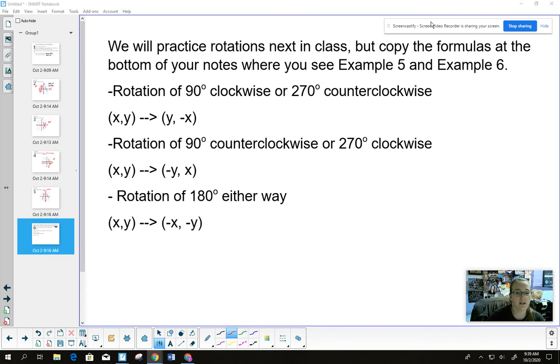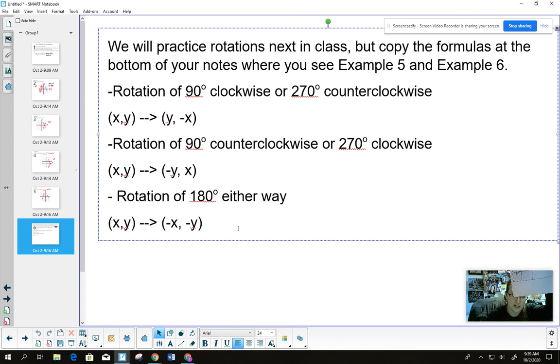Okay, so for this last piece, I'm just going to give you a chance. I'll pause the video. You want to copy these down. We're going to do the rotations in class because they're a little bit trickier. But if you have your pink packet, at the bottom of the page where you have example 5 and 6, there's a pretty decent chunk of space there. Go ahead and copy these formulas. We'll need these for rotations.